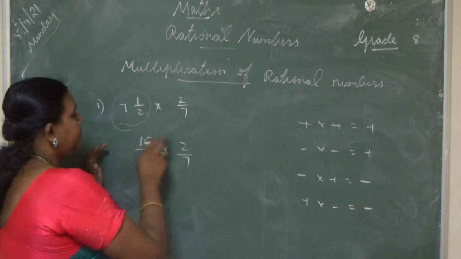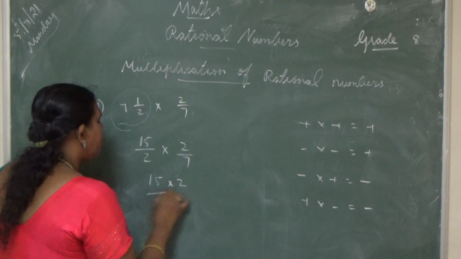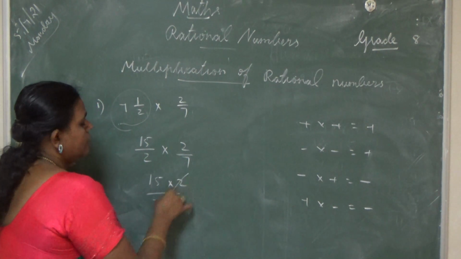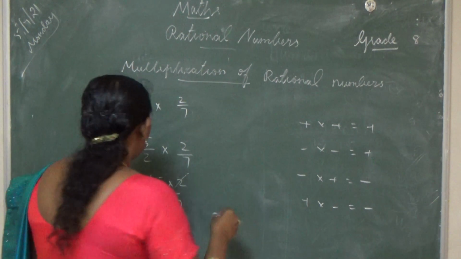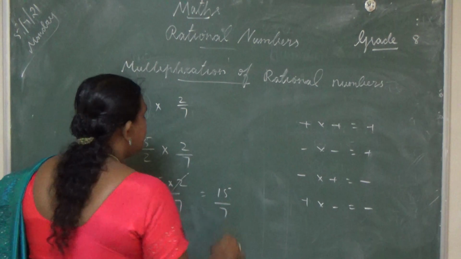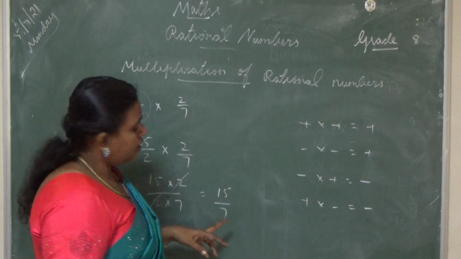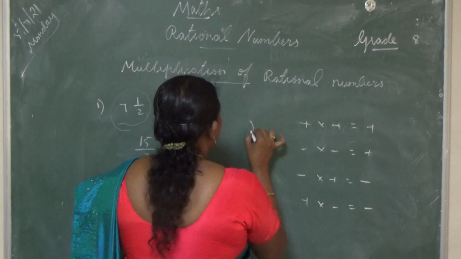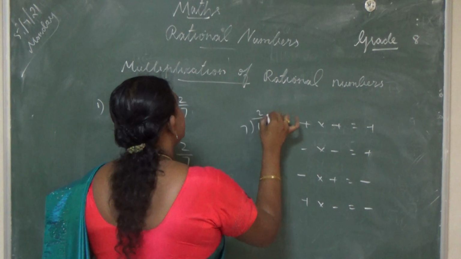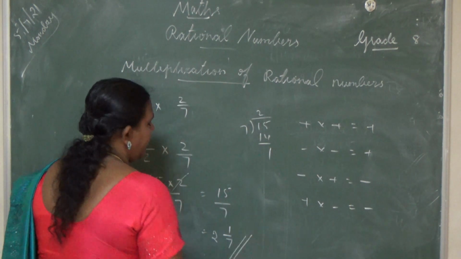Here we don't have any sign, so no problem. Just what you have to do, you get 15 into 2 by 2 into 7. So here I have 2 and 2 as common, so I can cancel it. So I got 15 by 7. Since 15 by 7 is an improper fraction, I have to convert it into a mixed fraction. For that, 7 2s are 14, remainder 1. So 2 1 by 7.